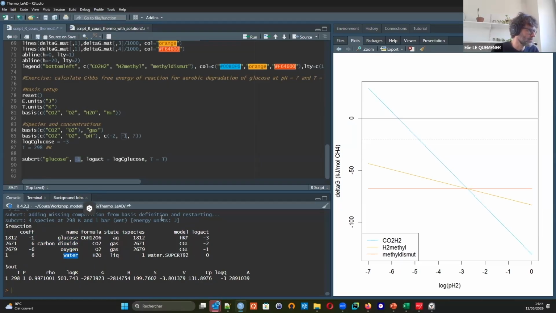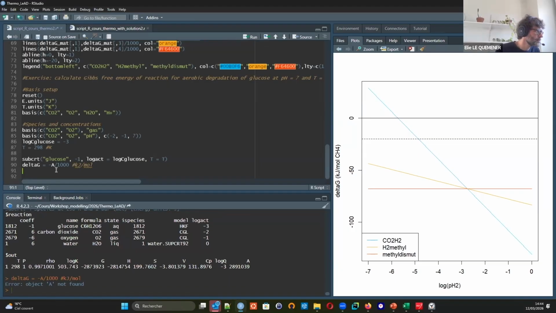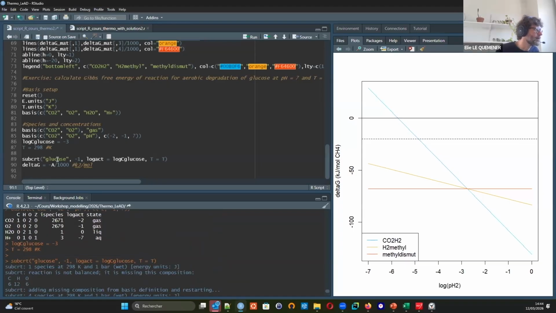And okay, well, here you have some information on the molecules. And you have the affinity, and so the delta G is just the opposite of the affinity. And if I want kilojoules per mole, I divide by 1000 because it's joules per mole. And if I do that, sorry, I have to take my output.